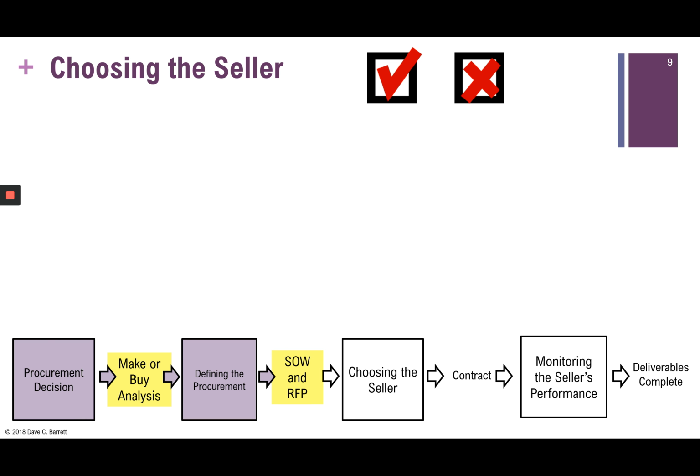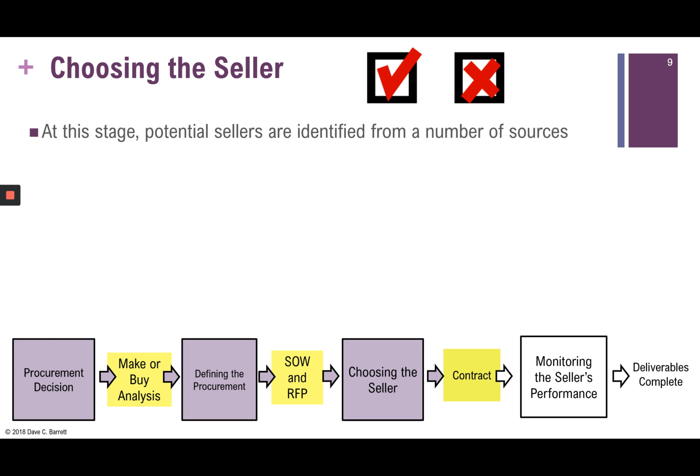Now, once the statement of work and RFP are created, they're sent out to prospective sellers. So they are distributed so that other organizations are aware and can submit proposals to us. At this stage, potential sellers are identified from a number of sources, including our knowledge of the environment and our past experience. We may talk to consultants. We may do research through industry periodicals, through Google, through internet searches, and so on.